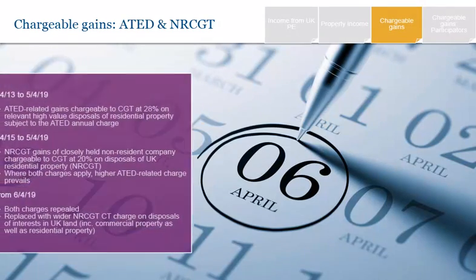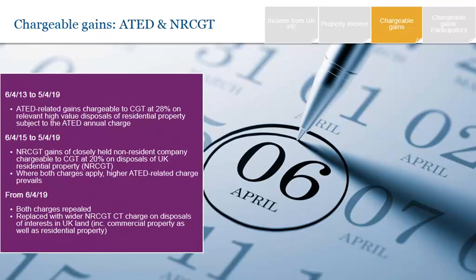Continue our look at non-resident company chargeable gains. We now look at non-resident and ATED related chargeable gains. From 6th April 2013 to 5th April 2019, ATED related gains were chargeable to capital gains tax at a rate of 28%. This applied to relevant high-value disposals of residential property subject to the ATED annual charge.